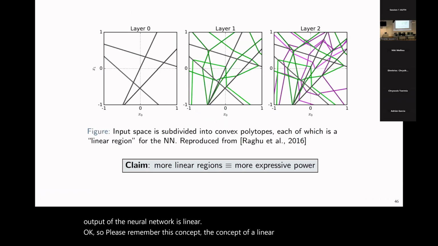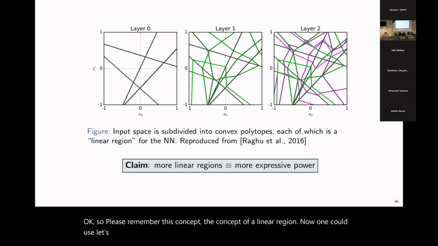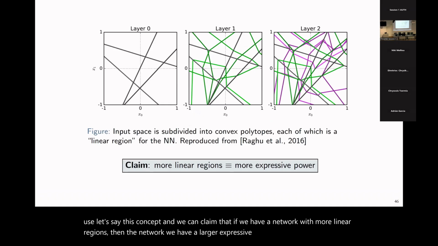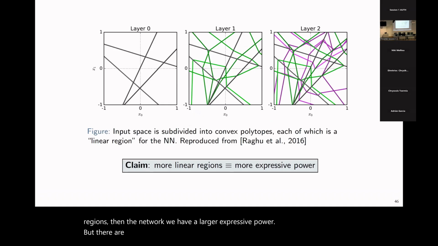Now, one could use this concept, and we can claim that if we have a network with more linear regions, then the network will have a larger expressive power. But there are some obvious drawbacks of this measure, because the number of pieces alone is not informative.